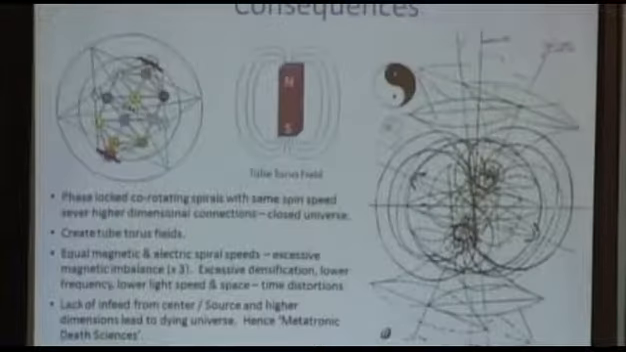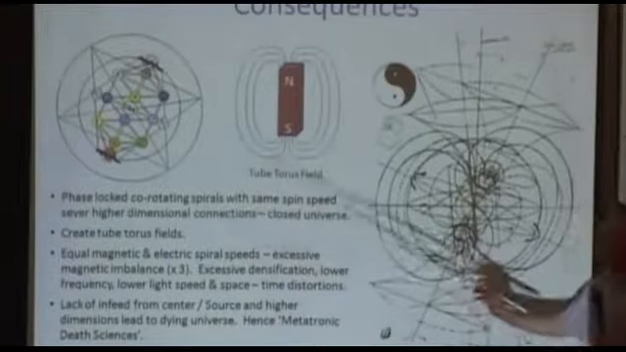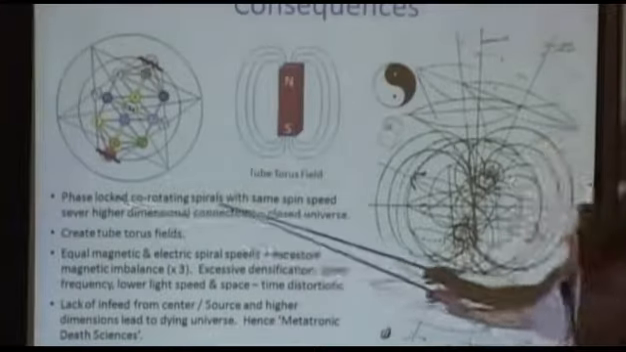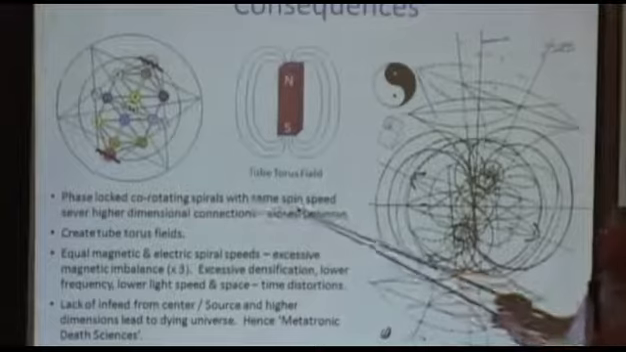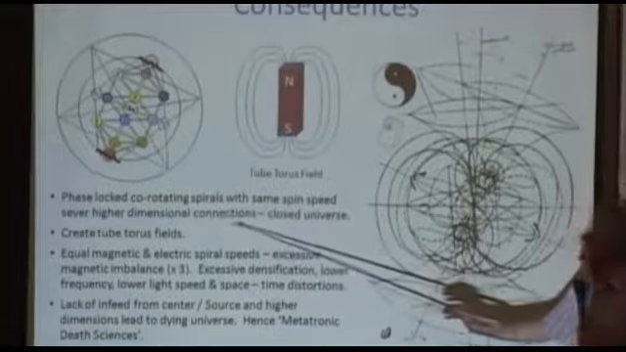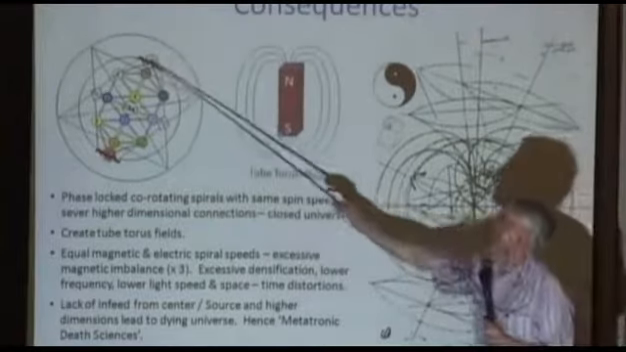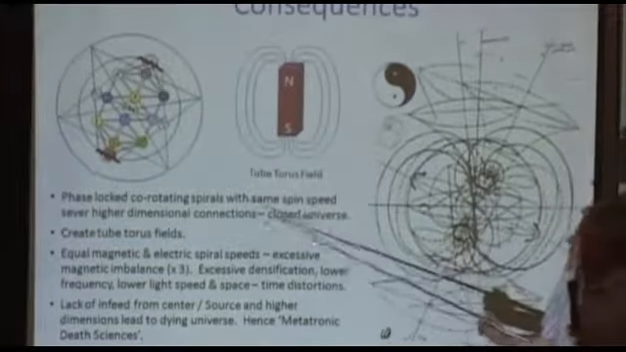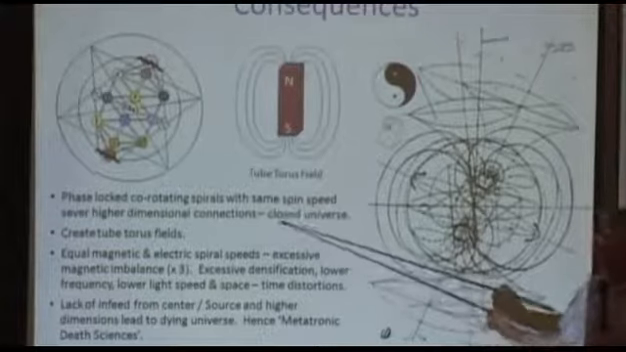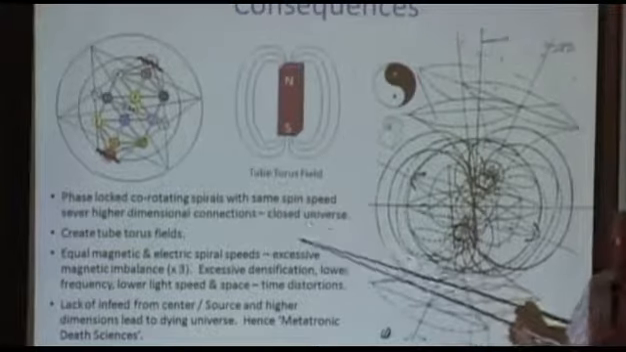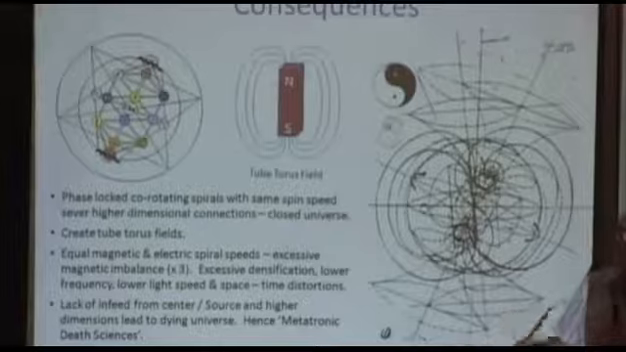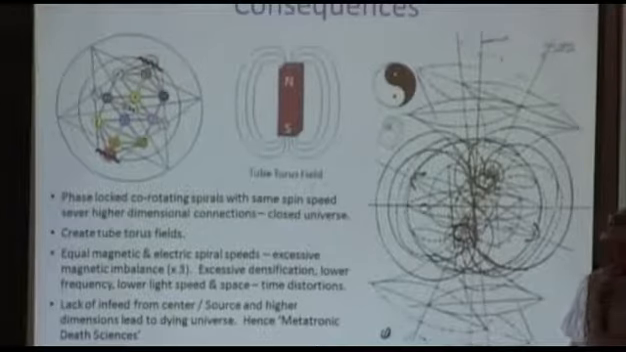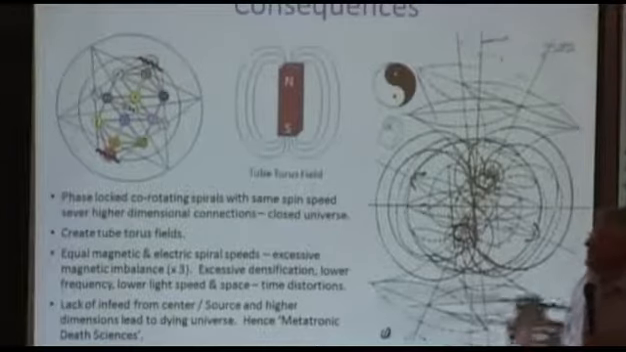Now, what are the consequences of this? So we have the phase-locked counter-rotating spirals with the same spin speed. They sever higher dimensional connections. So the connections are broken off to the higher dimensional levels. What ensues from that is a closed universe. We don't have the open connections to the higher levels that would normally arise in a crystalline universe.